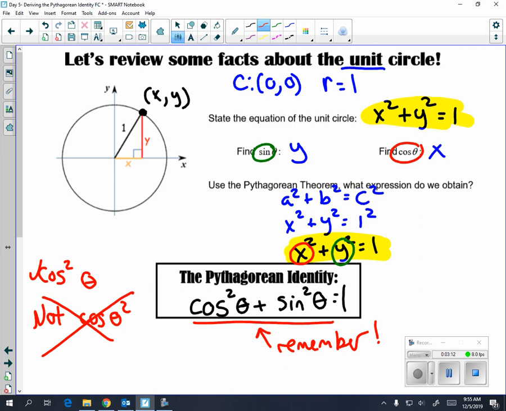Please remember: cosine squared theta plus sine squared theta will always equal 1.